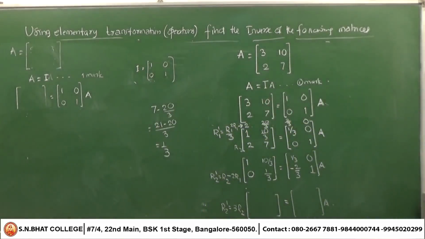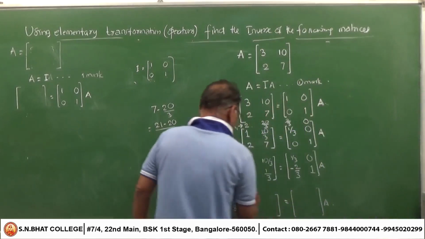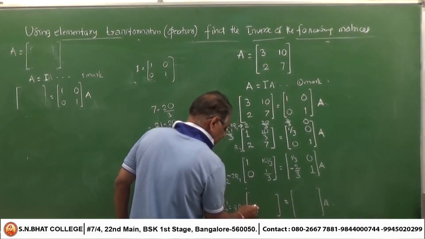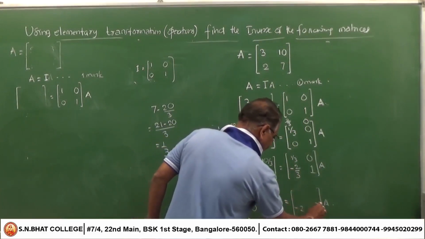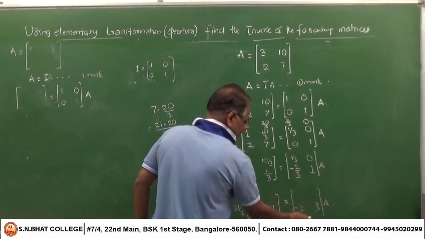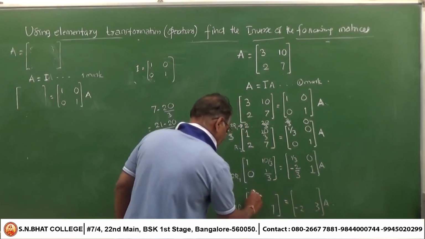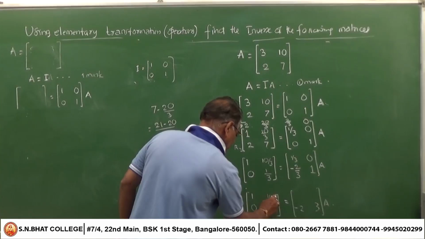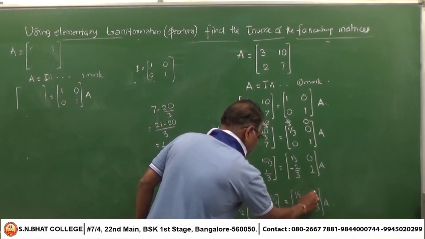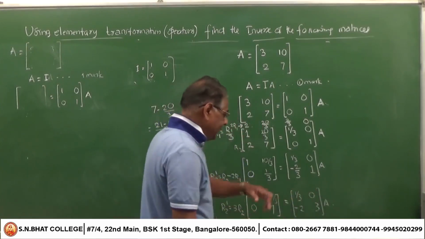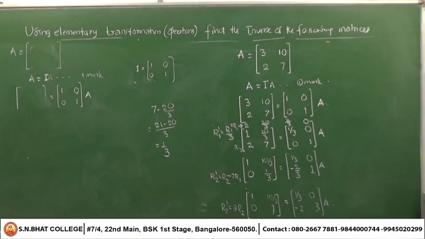To make 1, either multiplication or division. To make 0, either addition or subtraction. Multiply R2 by 3. This is R2. 0 into 3 is 0. 3 into 1 by 3 is 1. This is minus 2, 1 into 3 is 3. Here 3 gets cancelled. I have not touched R1. Write R1 as it is. I have changed only R2.